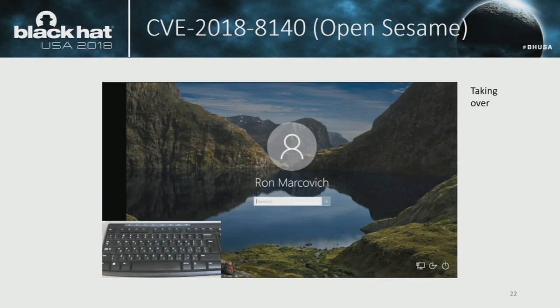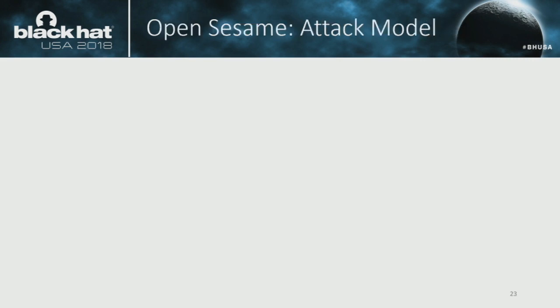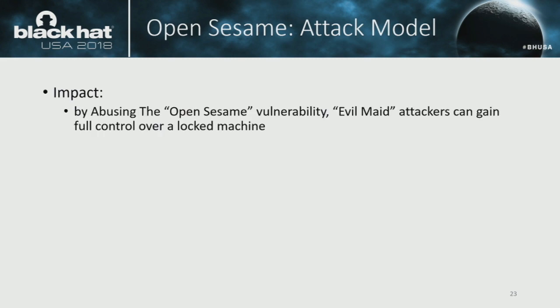Yeah, big round of applause to Yuval and Ron. After all, they represent the future of our community. So let's recap what we just saw. The impact of this Open Sesame vulnerability is that, by abusing it, an evil-maid attacker can gain full control over a locked machine. Everything was on a locked machine.